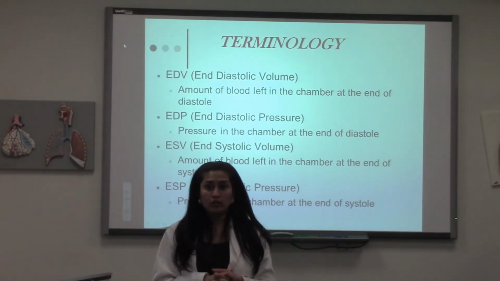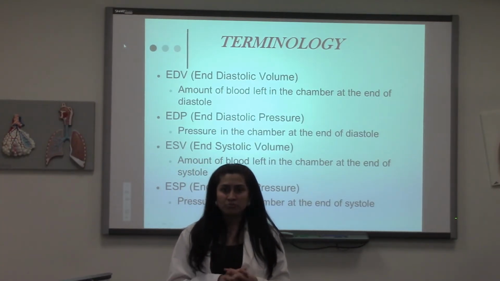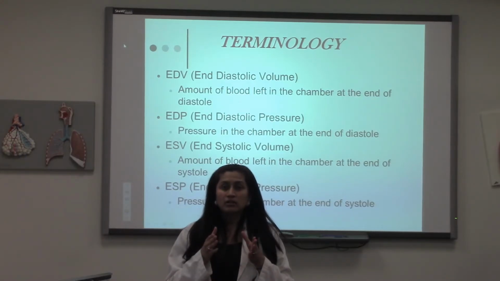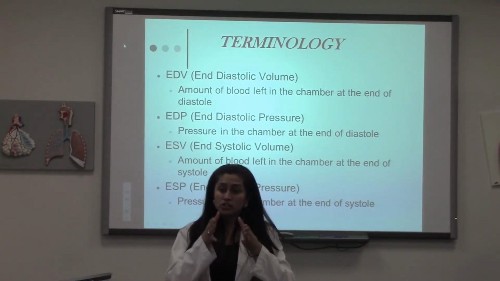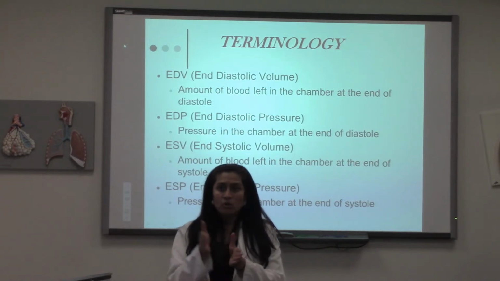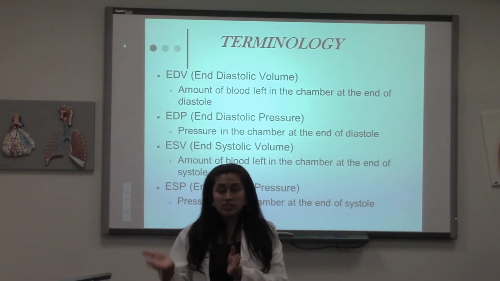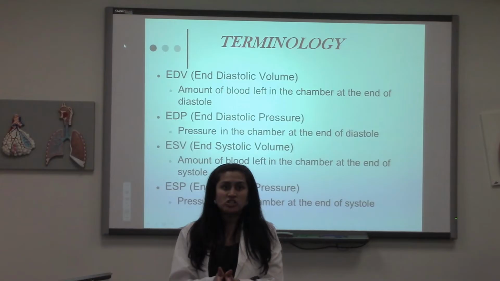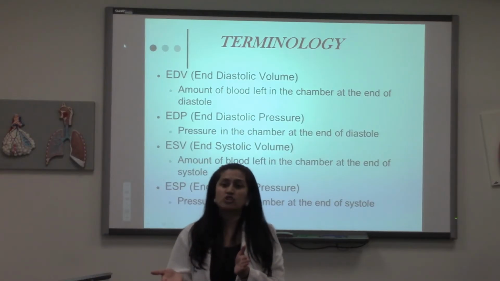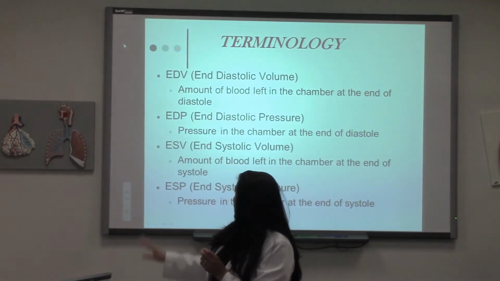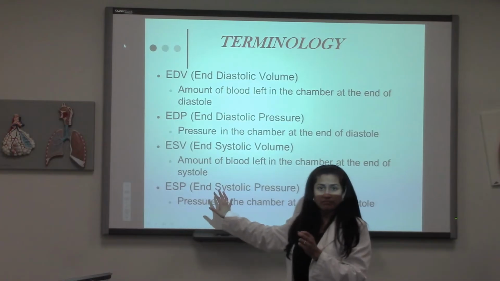And end systolic volume. What does end systolic volume mean, you guys? Exactly. So at the end of systole, what is the amount of blood in that chamber? That's end systolic volume. And end systolic pressure is, at the end of systole, what is the pressure in that chamber? Good? Did I go too fast? Okay. Any questions on this terminology?